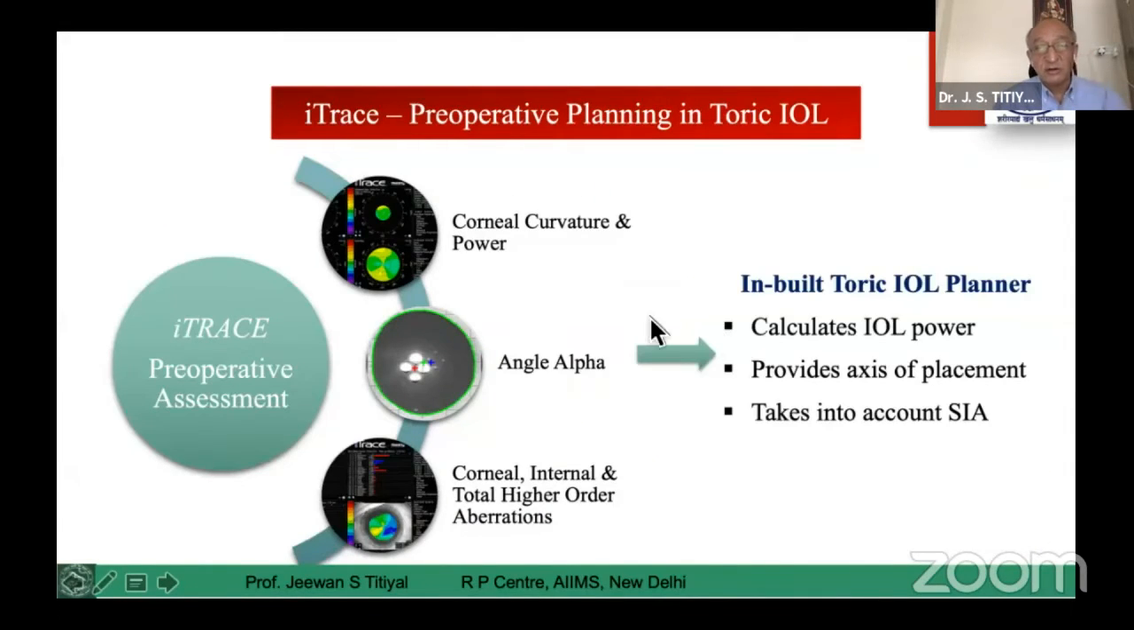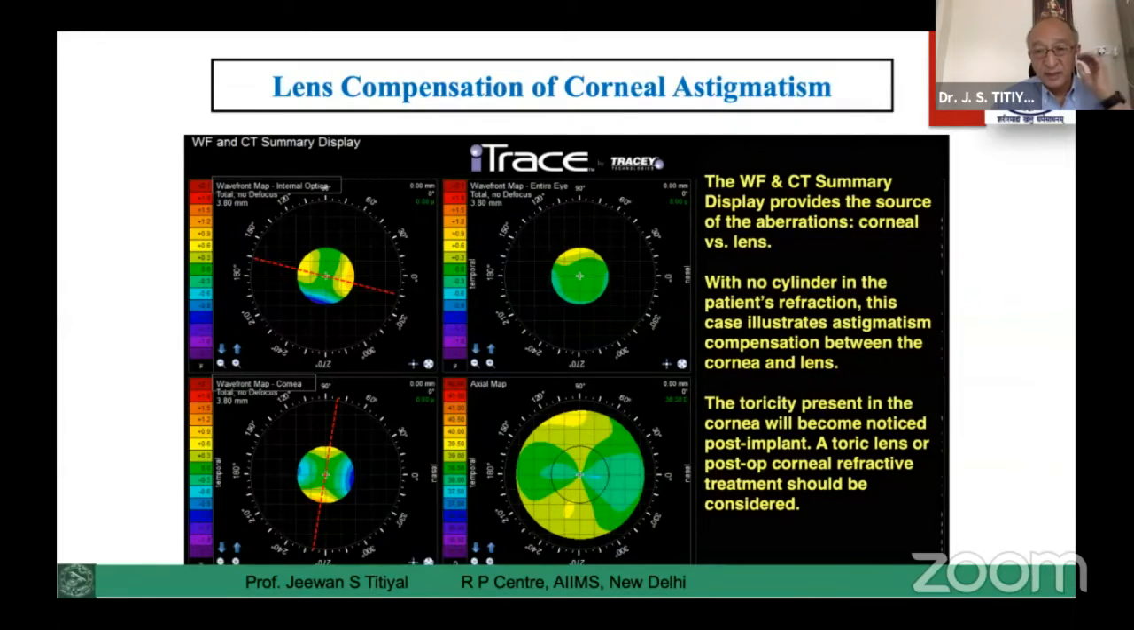This is what we look for: corneal curvature power, which is given by the topographer which iTrace has, and the angle alpha. The internal and the corneal aberrations separately, by this iTrace gives you the analysis for a toric calculation of IOL power, axis, and also takes into consideration your surgically induced astigmatism. You can plan according to your incision, which may be superior, inferior, or any other area. The entire calculation can be given by this. This wavefront analysis, Chang analysis are talked about.